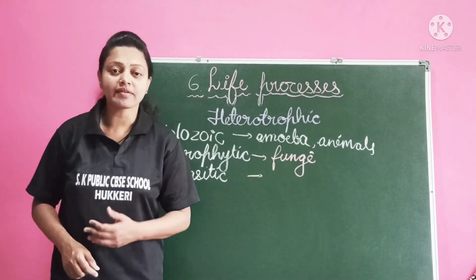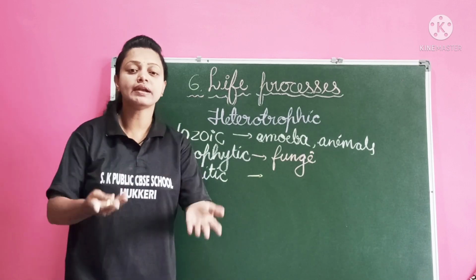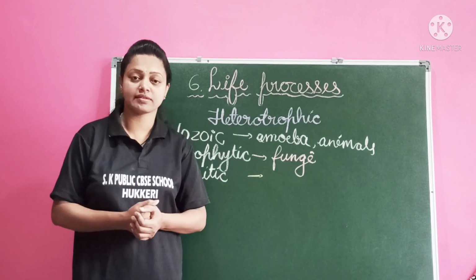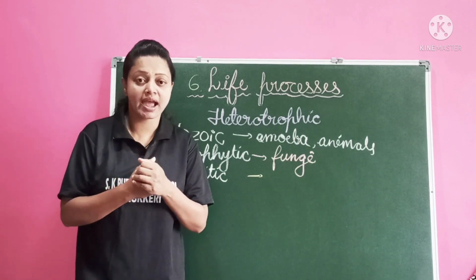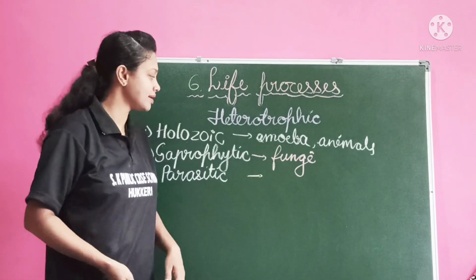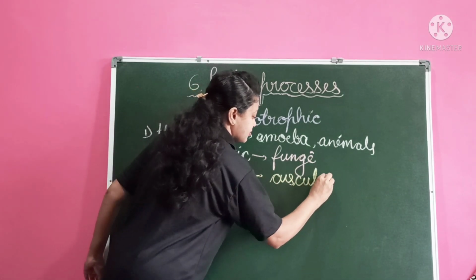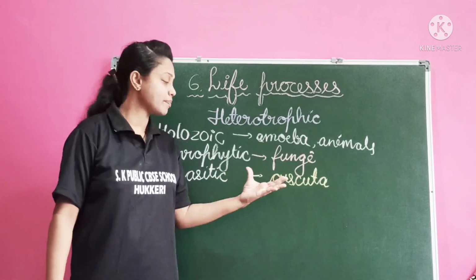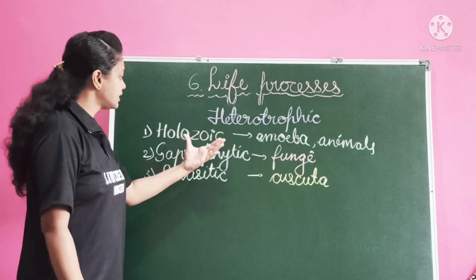Now, what about parasitic? As the name itself suggests, parasitic means depending. Parasites live inside or outside other organisms. Those organisms are called host bodies, and the parasites derive nutrition from them. The best example is Cuscuta. This is a parasitic plant.